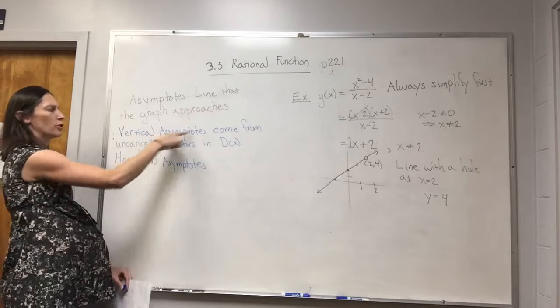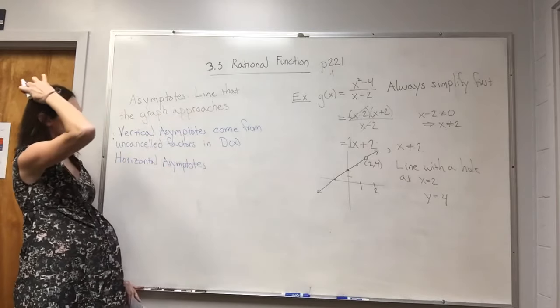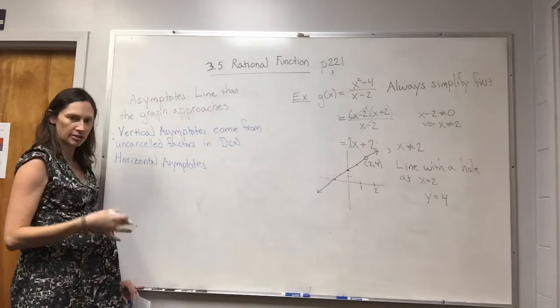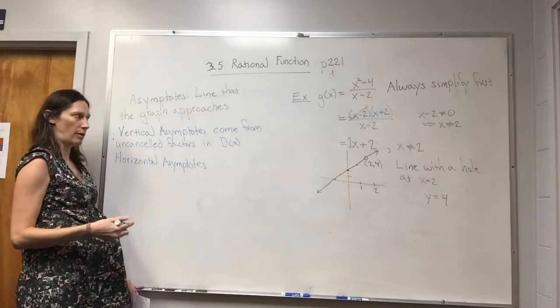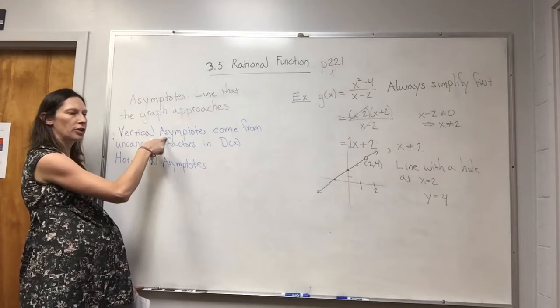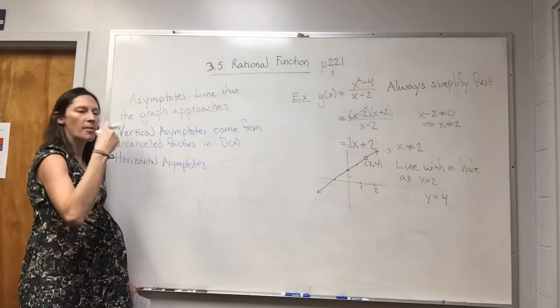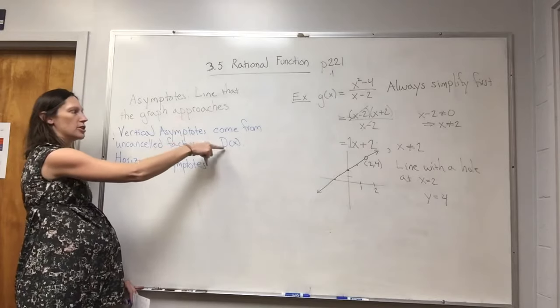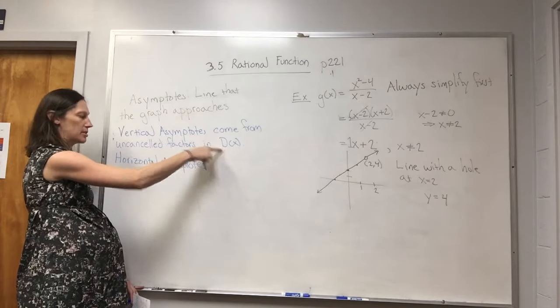So why is a vertical asymptote coming from an uncanceled term in the denominator? Well, if it doesn't cancel, I can't plug it into the function because I can't have the division by 0 happening. So if I can't plug it into the function, I'm going to get really close to it, but I'm never going to actually touch that specific value, okay? So this is coming from the fact that we cannot divide by 0.